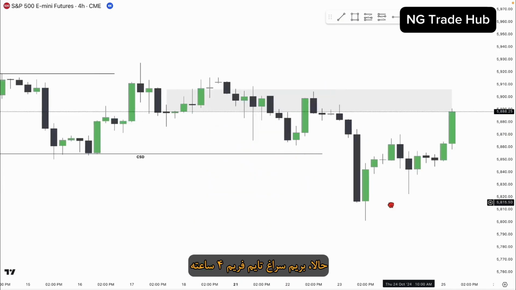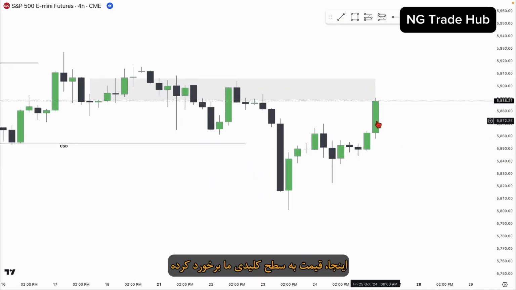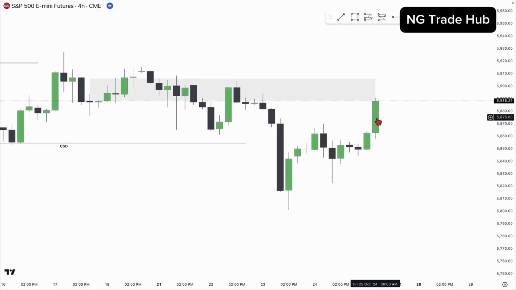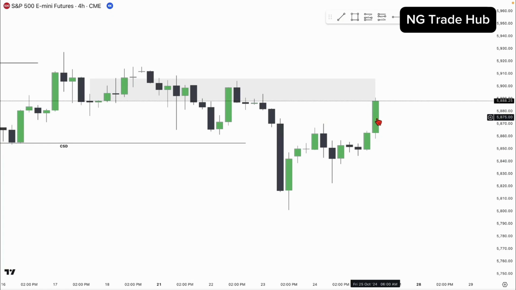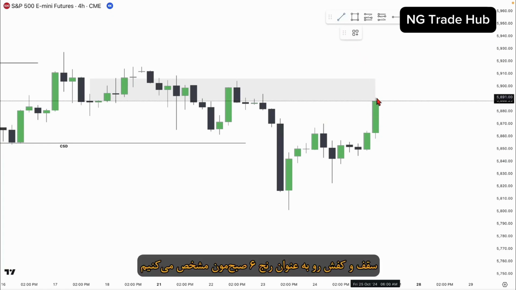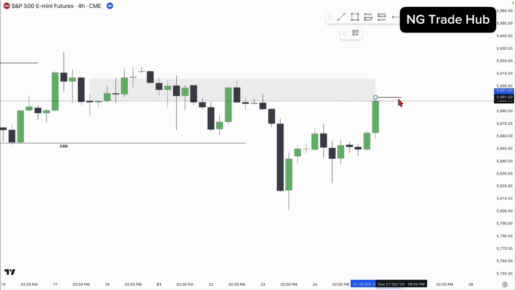Now, let's switch to the 4-hour time frame. Here, the price has tapped into our key level, and this is the 6 a.m. candle, which has already closed. We'll mark its high and low as our 6 a.m. range.